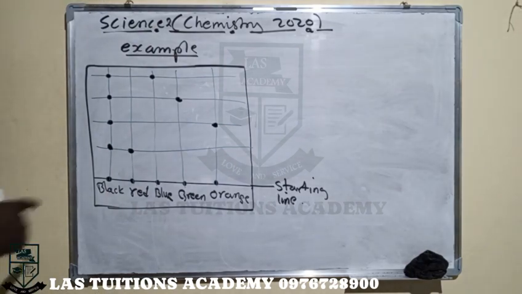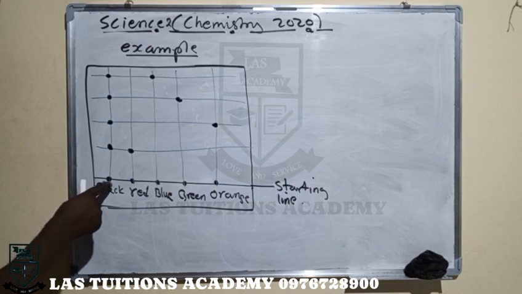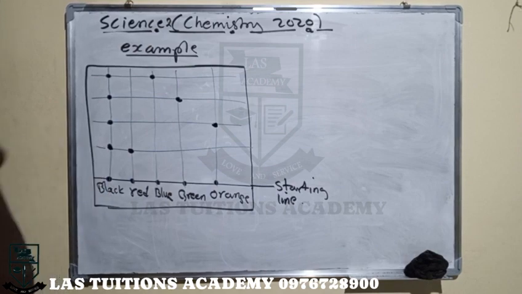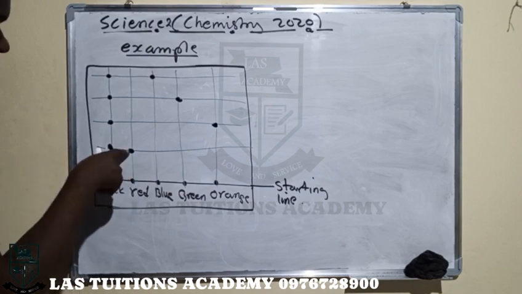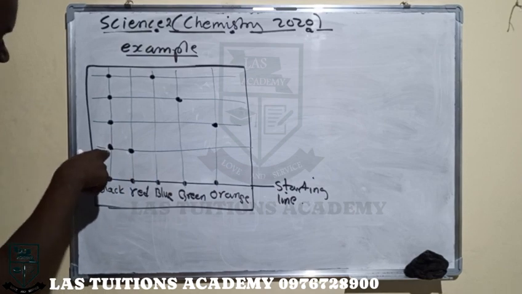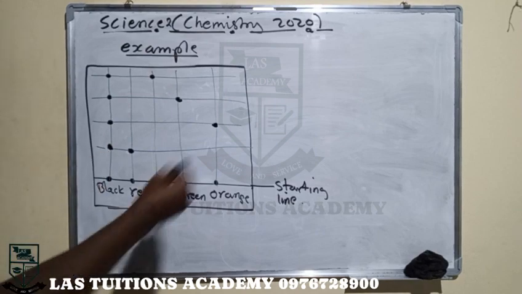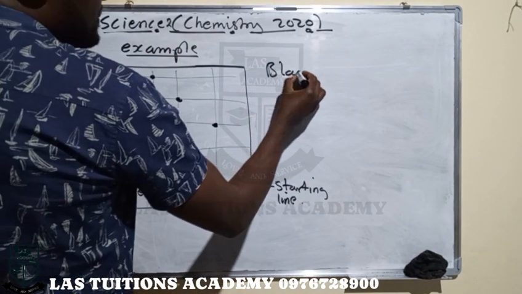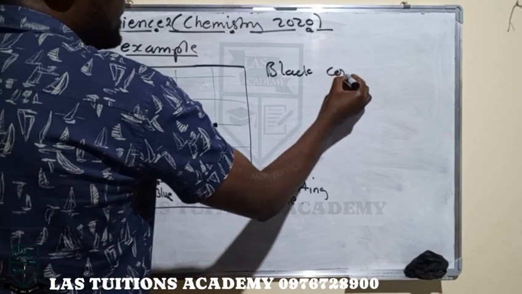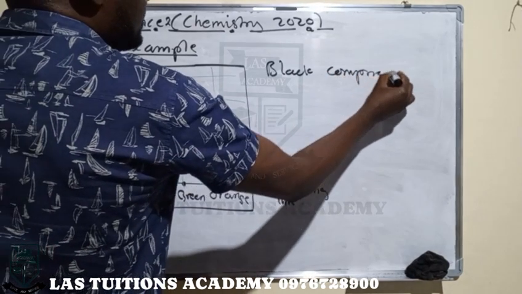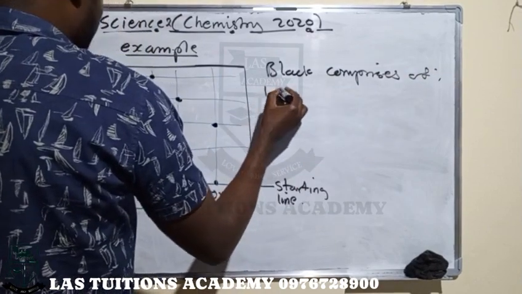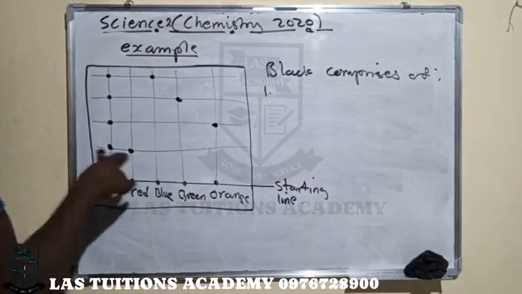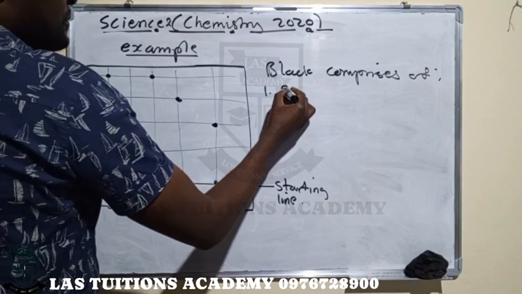So when you check this black color here, there was a spot at that point, and red also traveled up to this point. So it means in black there is red. So black comprises red. So we have red.